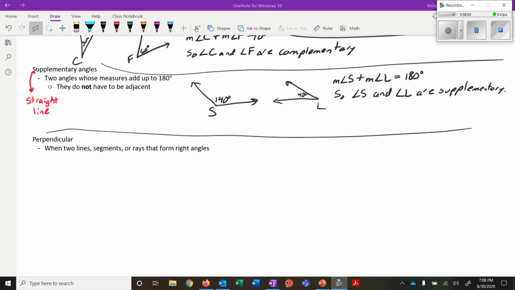Perpendicular, you have worked with for a long time. It's just the idea that when two lines, segments, or rays, or any combination of a pair of those form right angles, we call them perpendicular. So in drawings, if this is line L and this is line M, in drawings, we put a little box to show that that is a right angle.